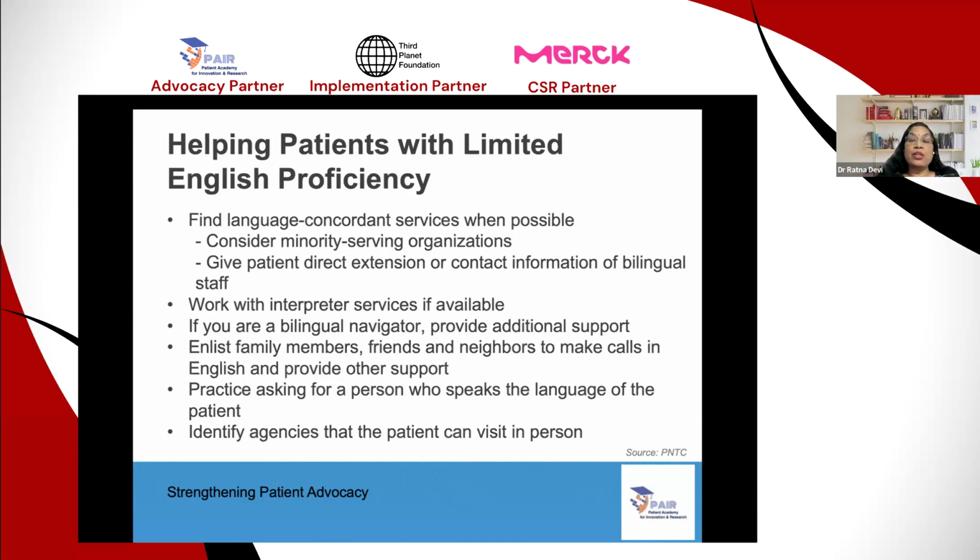Consider minority serving organizations, look for support groups that provide local language support, give patients direct extension or contact information of bilingual staff, work with interpreter services if available. If you are a bilingual expert, provide additional support by talking to the healthcare provider in English and translating it to the local language for the patient. Enlist family members, friends, and neighbors to make calls in English and provide other support if the patient is unable to navigate in the local language. Practice asking for a person who speaks the language of the patient and identify agencies that the patient can visit in person.